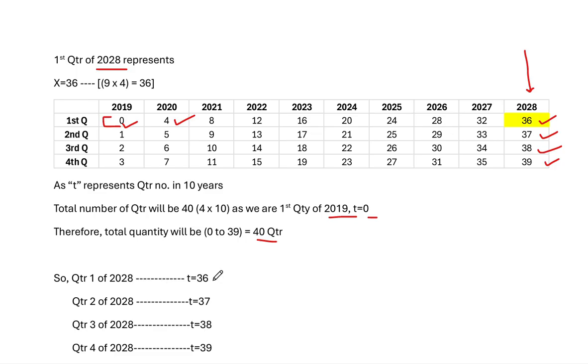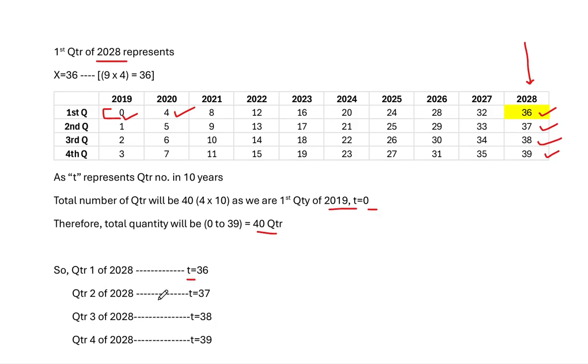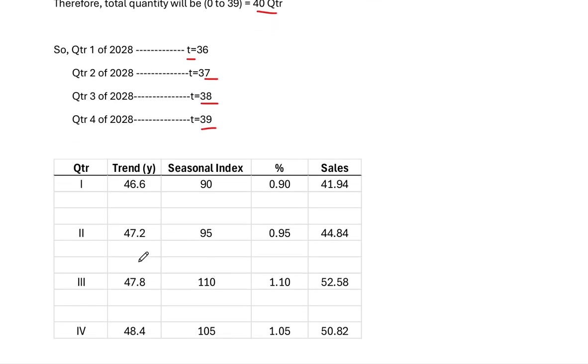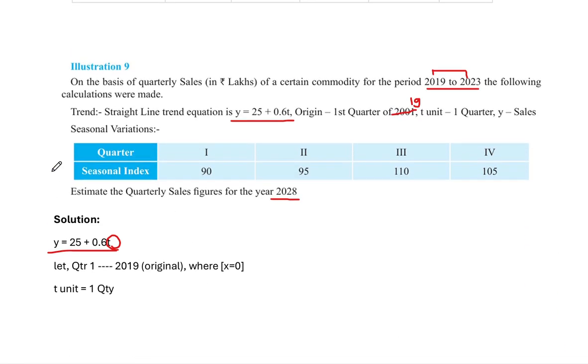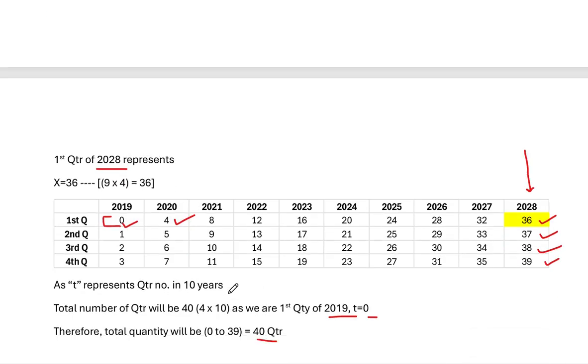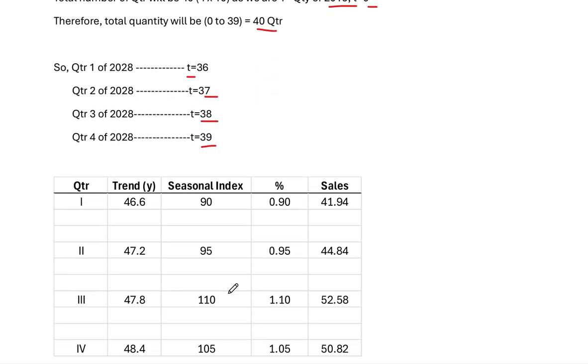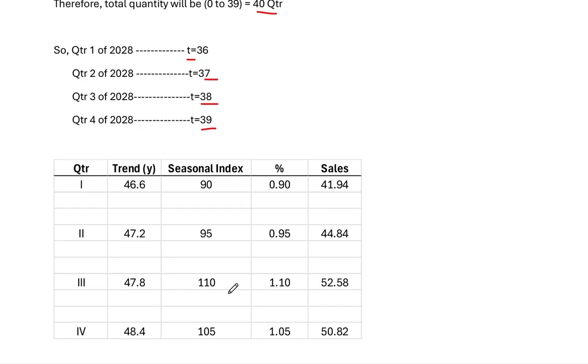So first quarter of 2028, T will be 36. We have already calculated. Now we will write down: quarter 2 is 37, quarter 3 is 38 and quarter 4 is 39. Now we will make a simple table where we will take the trend details from the question. This is for year 2028. Quarter 1, quarter 2, quarter 3 and fourth quarter. From the question we will see seasonal index details. Okay. Now we will put those numbers in the formula.